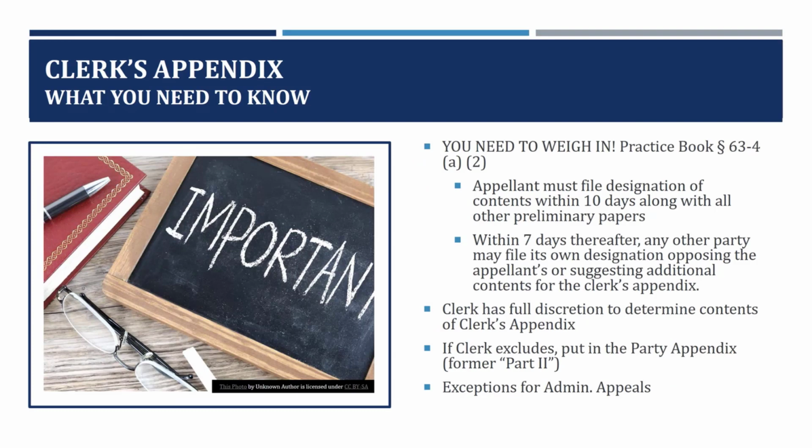So I mentioned this before, the appellant must file the designation of contents within 10 days along with all other preliminary papers. This is the most important document for us when we're preparing the clerk appendix. You're going to know your case better than us, so you need to tell us what you think are the most important things to go in there.